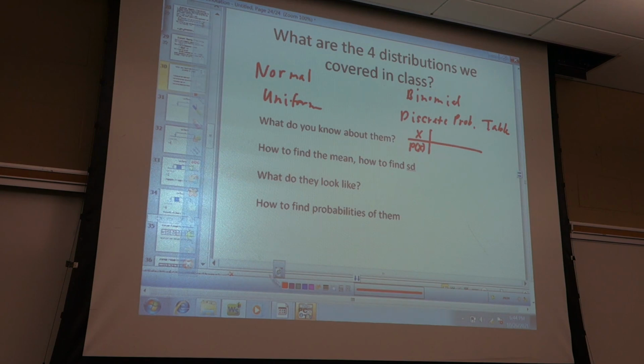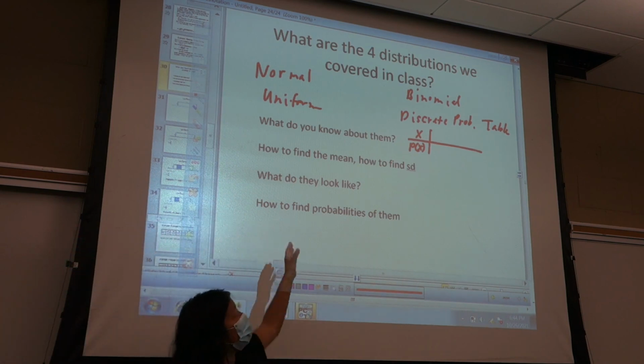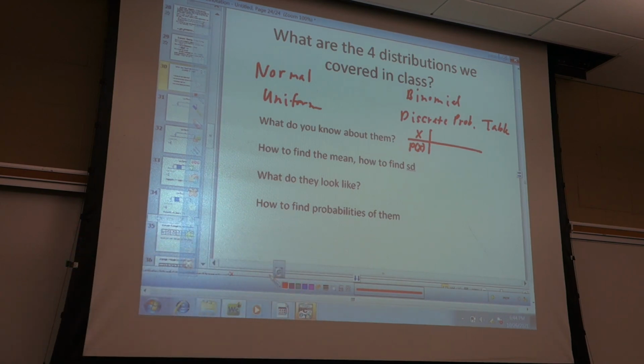So let's just take a few minutes and talk with your neighbors and try to think about everything you know about them. What do you know about them? How to find the mean? How to find the standard deviation if you need to? What do they look like? How to find probabilities of them, stuff like that. So take a few minutes and try to sort out what you folks know about it. Remind yourselves of that.